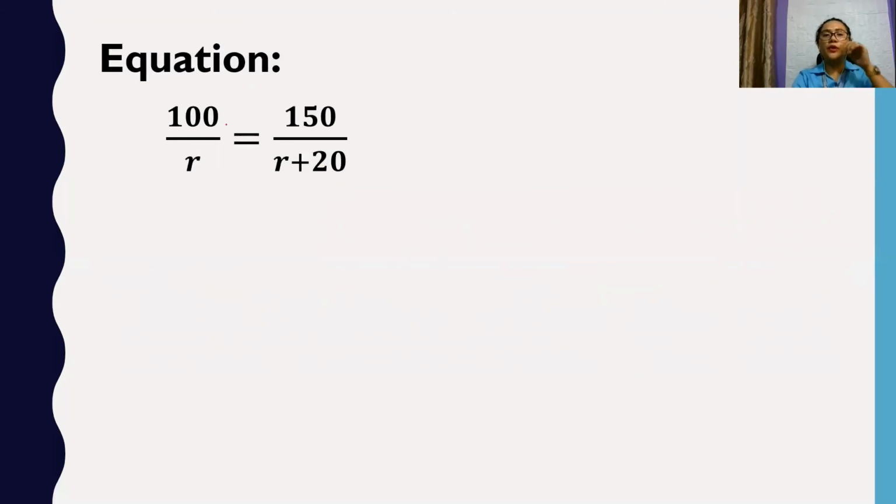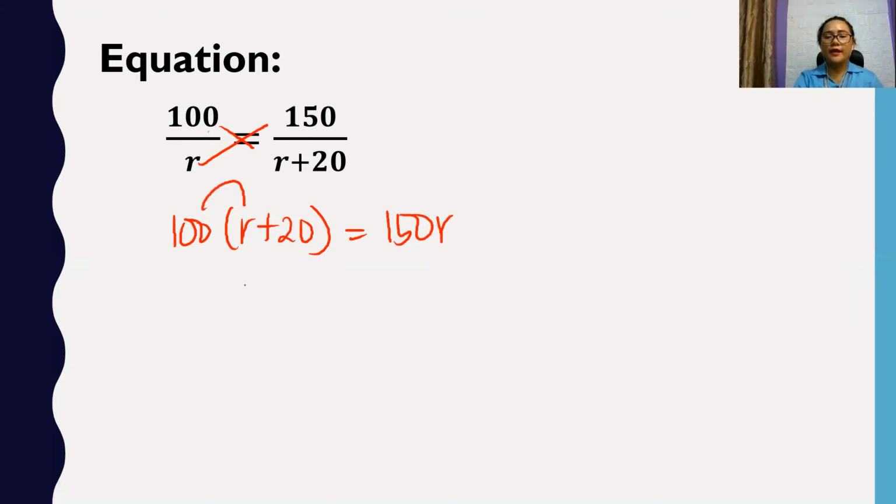Okay? Now, we can still cross multiply this kasi single expression dito, single din expression dito. So, we will cross multiply. So, 100 times R plus 20 is equal to 150 R. Okay, so we have to distribute 100 times R, 100 R. 100 times positive 20, that will give us 2,000. Is equal to 150 R.